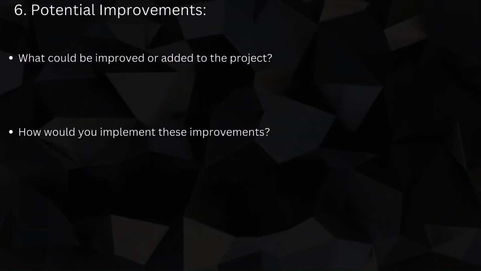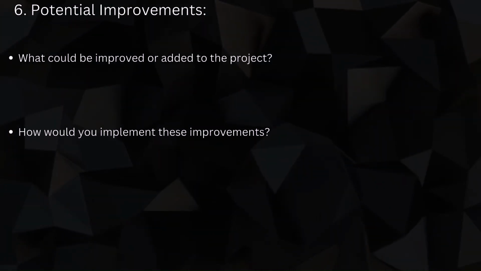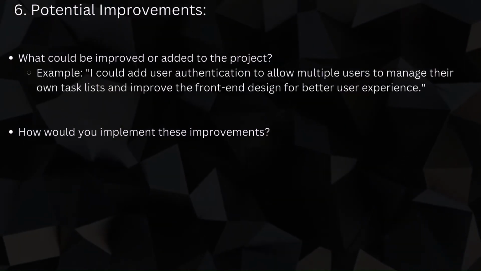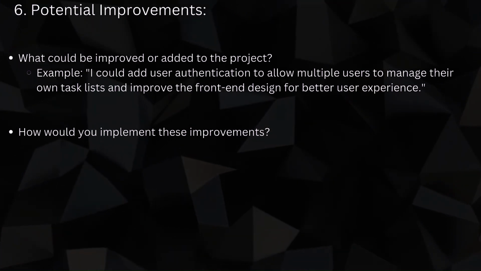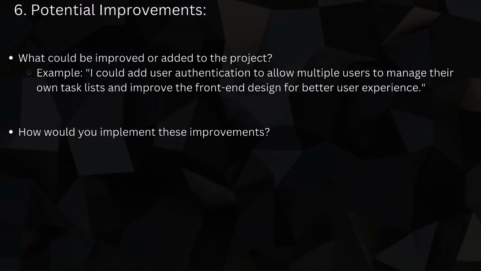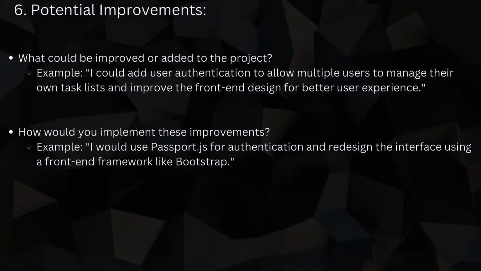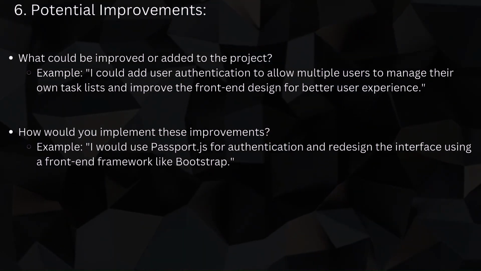Six, potential improvements. What could be improved or added to the project? Example: I could add user authentication to allow multiple users to manage their own task lists and improve the front-end design for better user experience. How would you implement these improvements? Example: I would use Passport.js for authentication and redesign the interface using a front-end framework like Bootstrap.